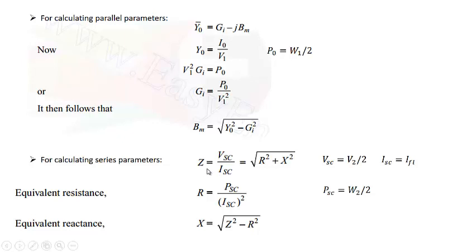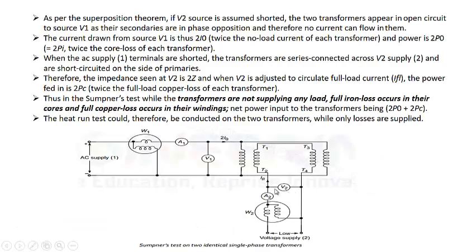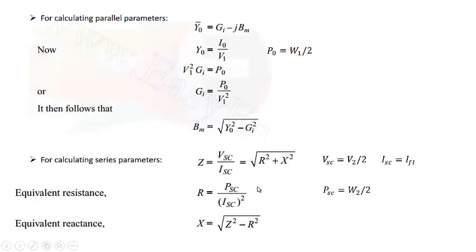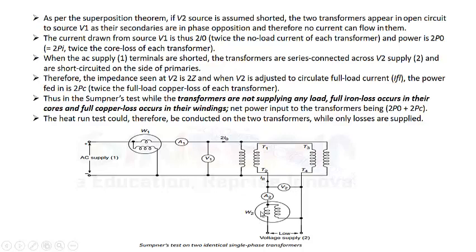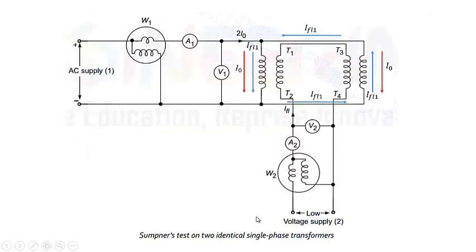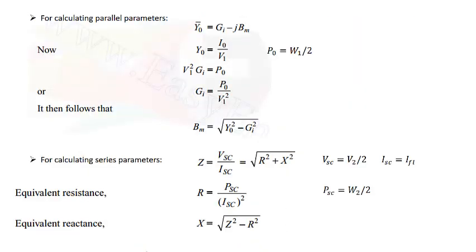For series calculation, Z is equal to Vsc by Isc, where Isc will be equal to IFL, and Vsc will be equal to V2 divided by 2, where V2 is measured by this voltmeter. Finally, R is equal to Psc divided by Isc square, while Psc is equal to W2 by 2, that is, the measured power here. It has to be halved. Then X will be equal to root of Z square minus R square. So this is how the Sumpner's back-to-back test is done.